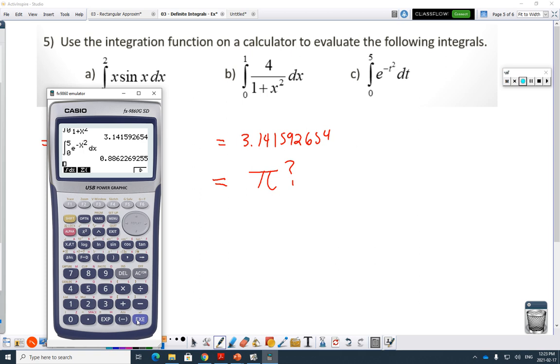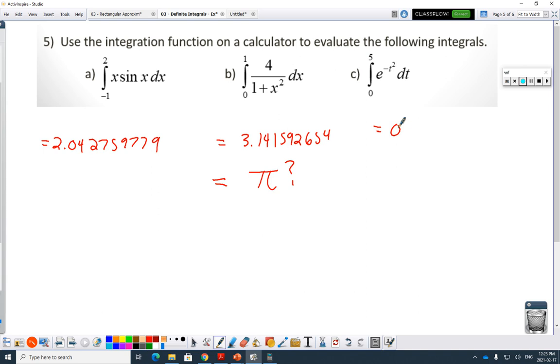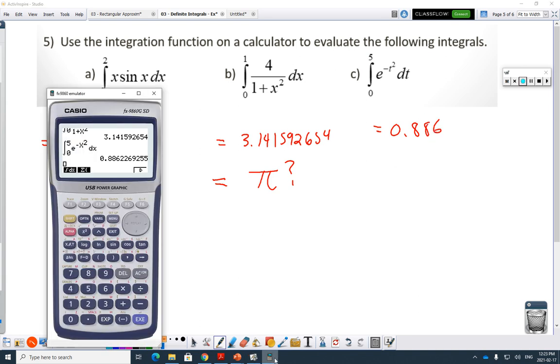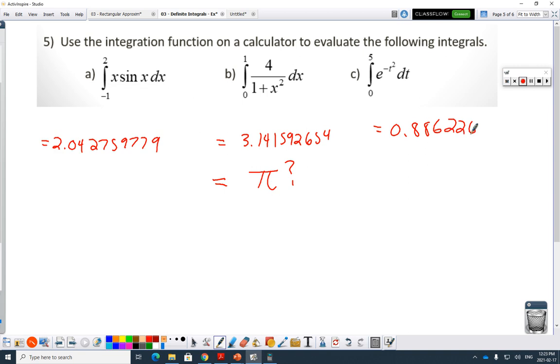Do you get 0.886? 0.886 226 9255. Right? And the reason I'm doing so many decimal places is to make sure we know exactly how to type those in and check our answers.